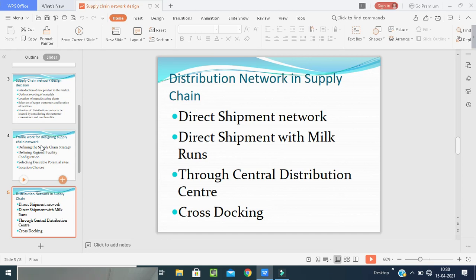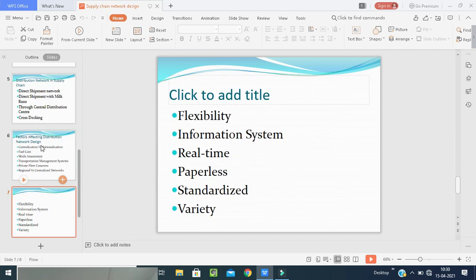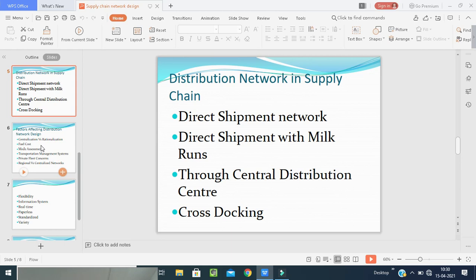Now, distribution network in supply chains. How the distribution supply chain plays a role in many factors. What are those? We will learn one by one. Okay. Now, first one is in the distribution.